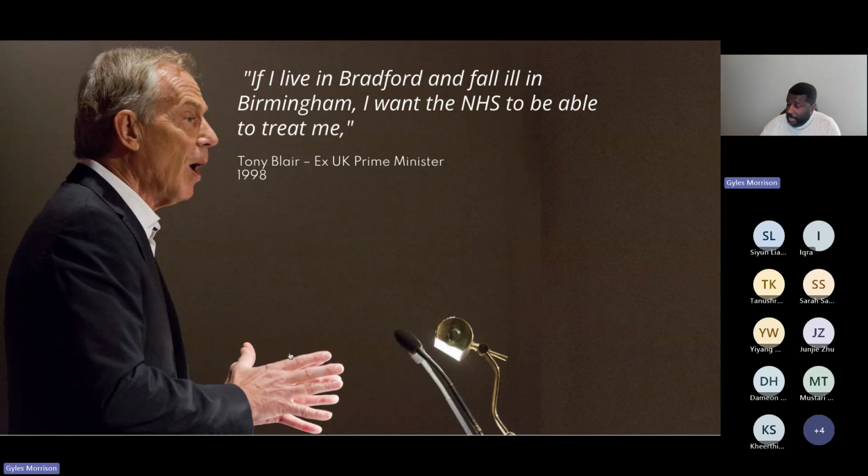Now, this gentleman might be familiar to you. Back in 1998, he made it very clear that the situation of processing health data was unacceptable in the NHS. To be blunt, it still is not acceptable. It still could be a lot better. But his quote here: if I live in Bradford and fall ill in Birmingham, I want the NHS to be able to treat me.